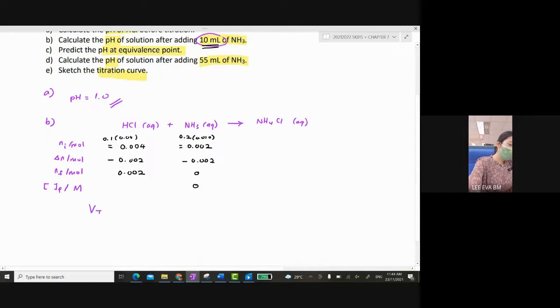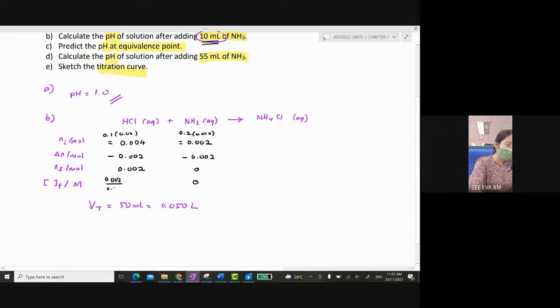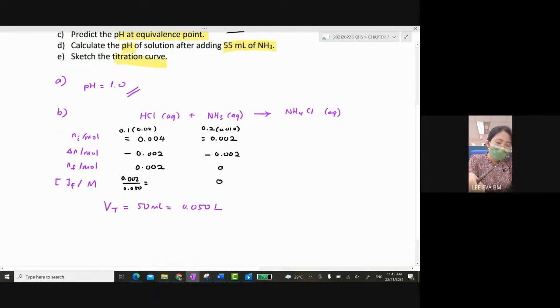So total volume 40 plus 10 gives you 50 milliliter, which is 0.05 liter. So do your calculation straight away inside the ice table. 0.002 divided by 0.05. And the concentration of HCl, you got it, is 0.04.